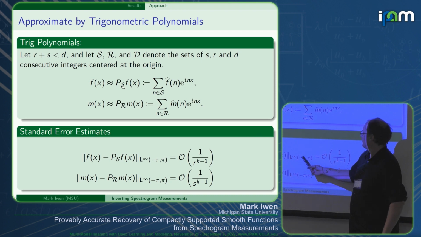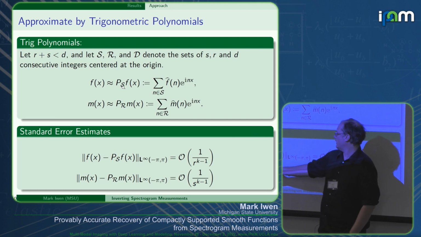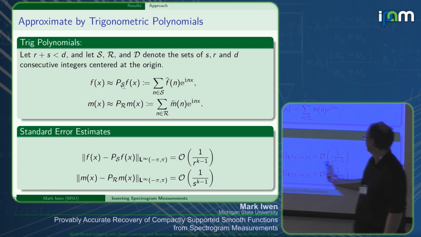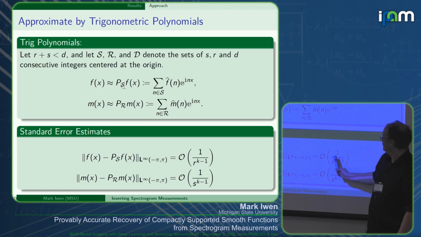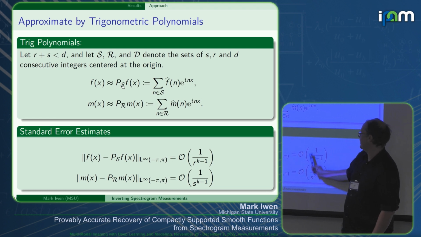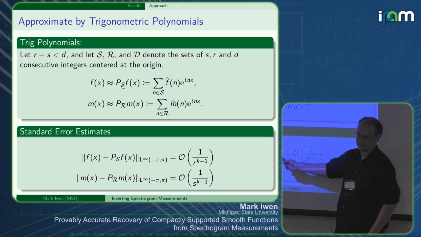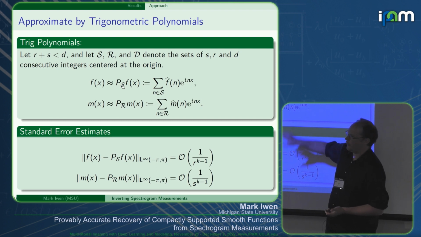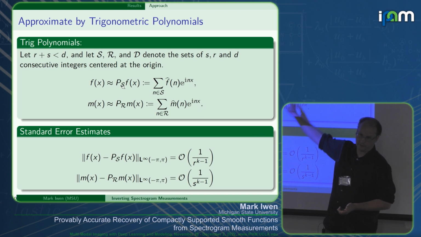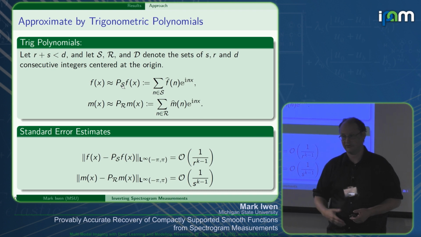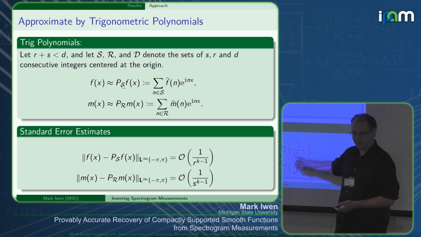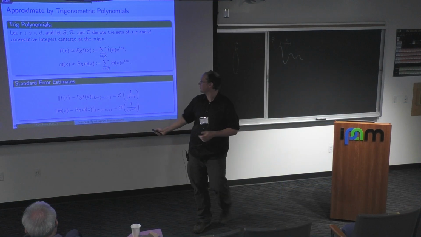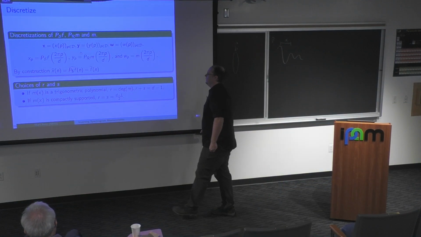And then there are standard estimates that tell you that if you have a k times continuously differentiable function f, you'll have some nice decay in this approximation. So you can take this approximation error and push it into the noise that is always on our measurements, and will contain things like this level of error. So that's step 1, a fairly standard thing.